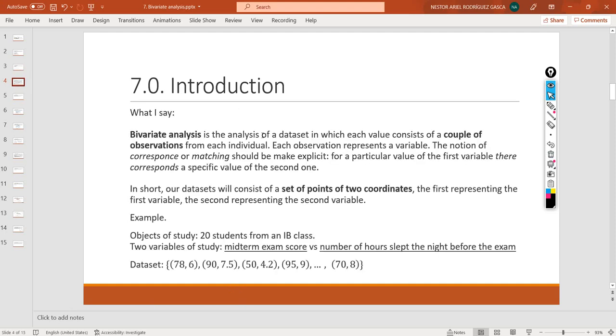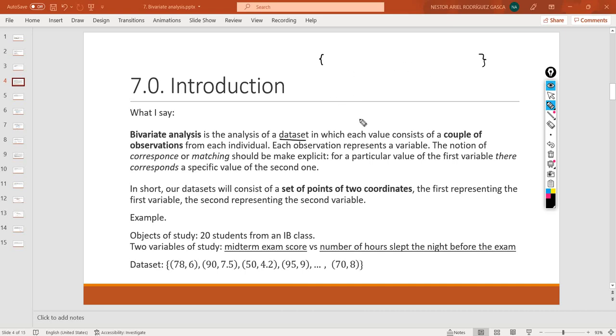So, what is bivariate analysis then? Let's see what I wrote for you. Bivariate analysis is the analysis of a data set. First of all, we have a data set. What that means is that we have something like this, a set that contains data inside. That's a data set.